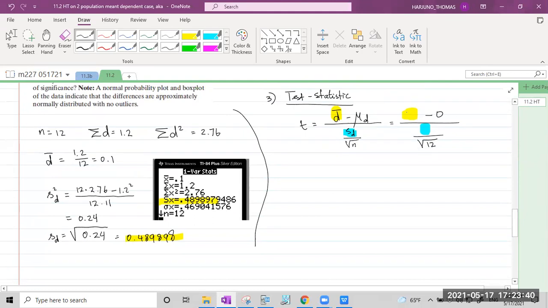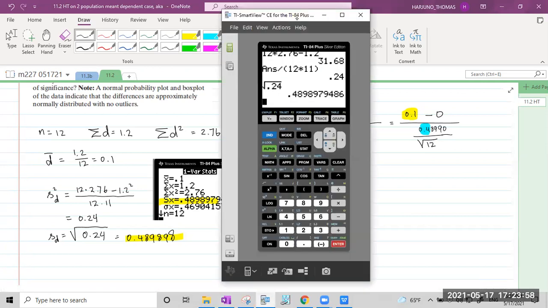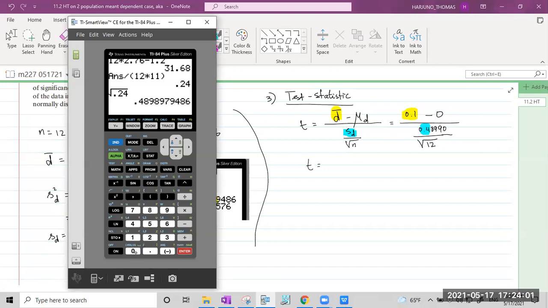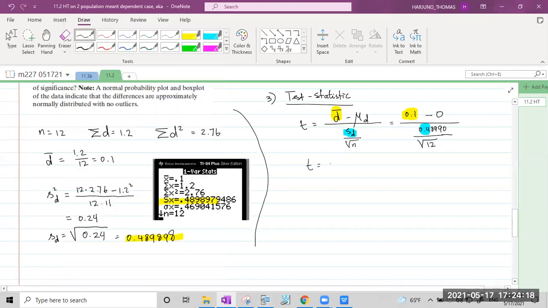So my D bar is 0.1. My standard deviation of the differences is 0.48990, rounding to 5 decimal places. So t equals 0.1 in the numerator, divided by parentheses 0.48990 divided by the square root of 12. That's 0.70710.